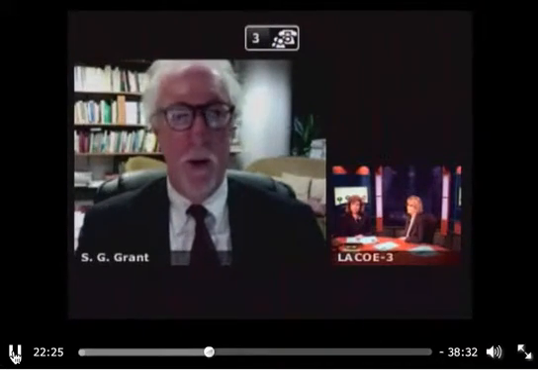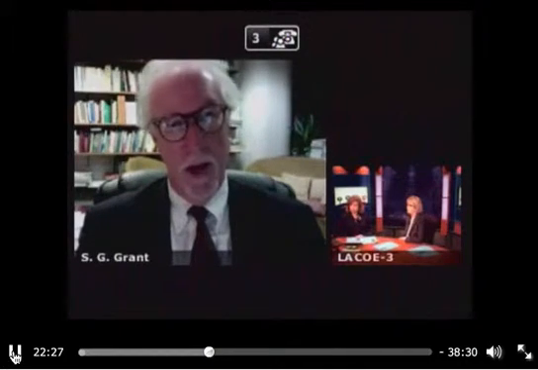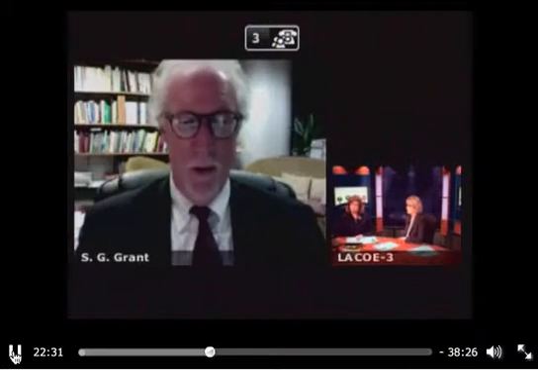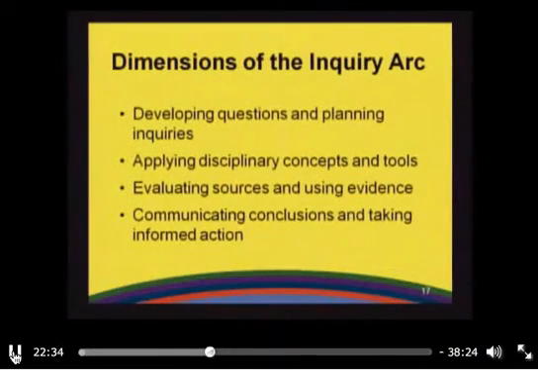But let me talk a little bit more specifically about the actual dimensions of the inquiry arc. Those 4 dimensions are: 1, developing questions and planning inquiries; 2, applying disciplinary concepts and tools; 3, evaluating sources and using evidence; and 4, communicating conclusions and taking informed action.